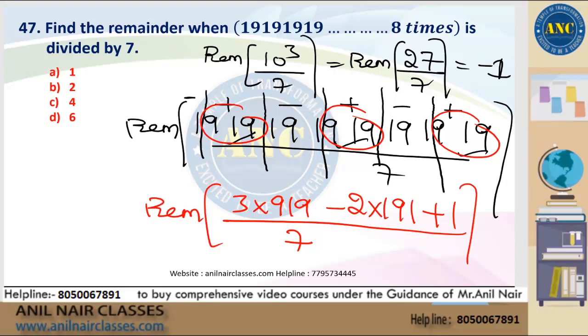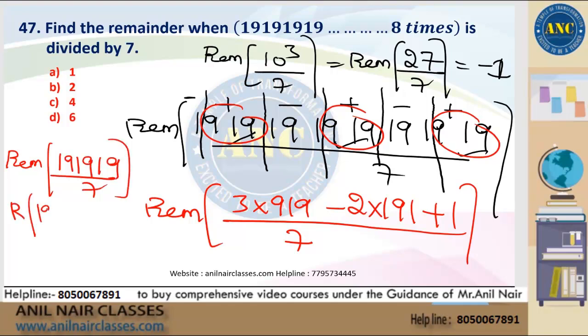I hope it is clear. Why we got plus minus? If anybody got a doubt, you can do like this. 191919 divided by 7 is nothing but 191 into 10 cube plus 919 divided by 7. 10 cube by 7 is minus 1. Now you can do, right?